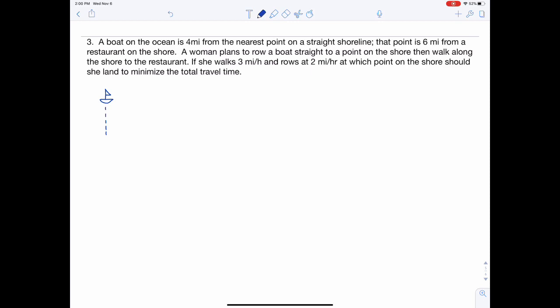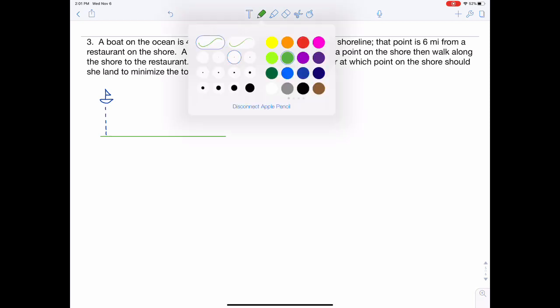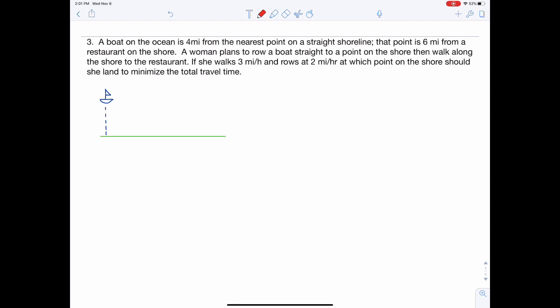And I'm going to do this in green. The green represents my shoreline. So the distance from the boat to the shoreline is 4 miles. Okay? Then the distance from this point right here to a restaurant on the shore. So let's do that restaurant in purple. Here's the restaurant. That distance is 6 miles.